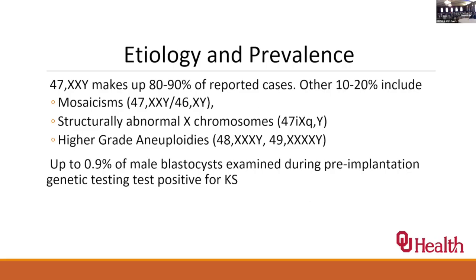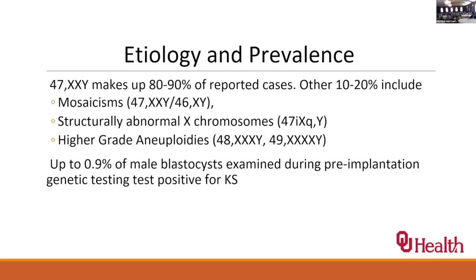Now, when we think about 47XXY, of course, this is going to be most of our diagnoses. 10 to 20% are others, and these include the mosaicisms. Most of them are 47XXY and 46XY. We have structurally normal X chromosomes, and we have the higher grade aneuploidies. So there's multiple X, either 3 or 4 X chromosomes. And for the purposes of this presentation going forward, when I talk about Klinefelter, I'll be referring mostly to 47XXY.